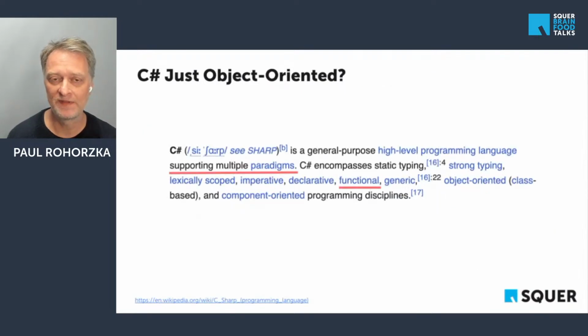But I think the thing is more nuanced, because if we take a look interestingly at the Wikipedia article of C#, we see way more paradigms, and it is said that C# is supporting multiple paradigms, and one of them is functional. And I think that is very, very true. And so functional is one thing that you can do with C#, but of course it's just an option to have.